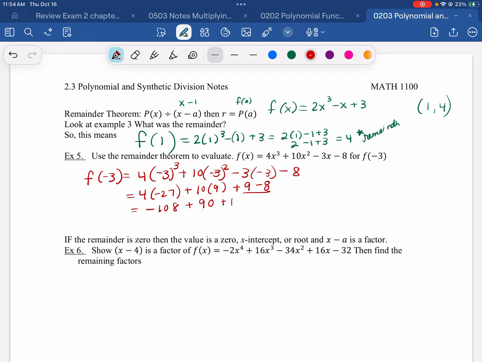Okay, I can do 90 plus 1, or I can do negative 108 plus 90, then plus 1. You should get negative 17. So what does that mean? That means if I had an x plus 3 and I divided it, I would get a remainder of negative 17. That means it's not a 0. It's a coordinate, negative 3 comma negative 17. This is also the remainder. That means it's not a 0. That means that this is not a factor.